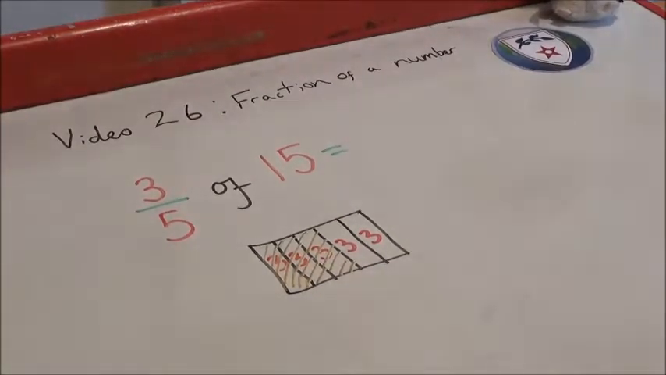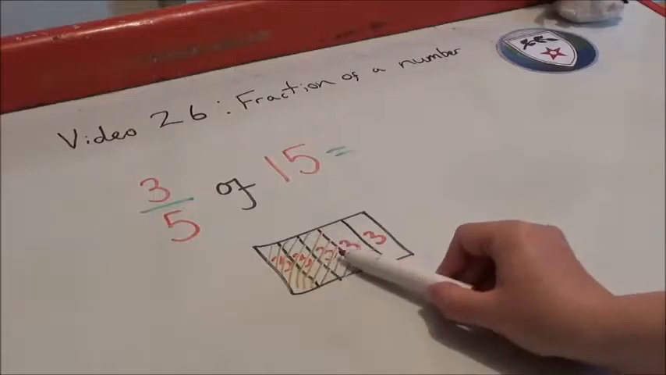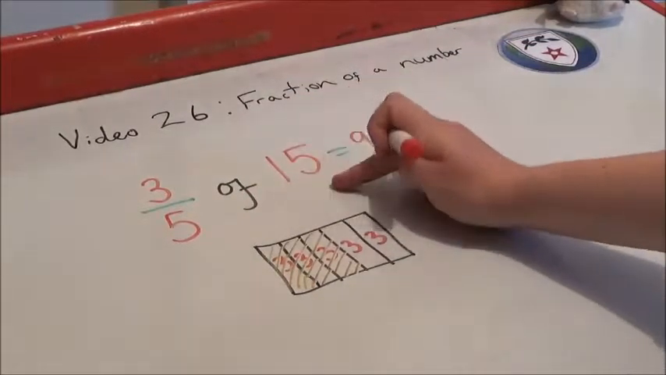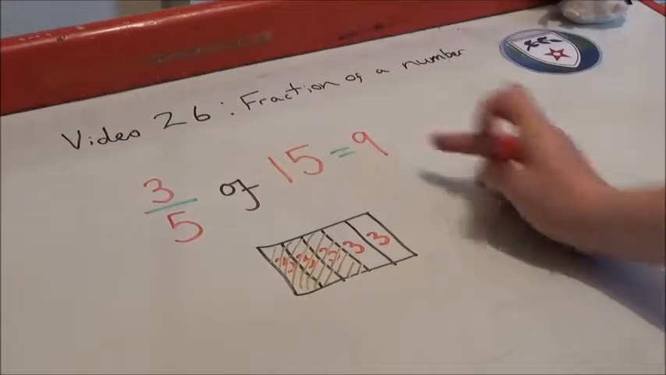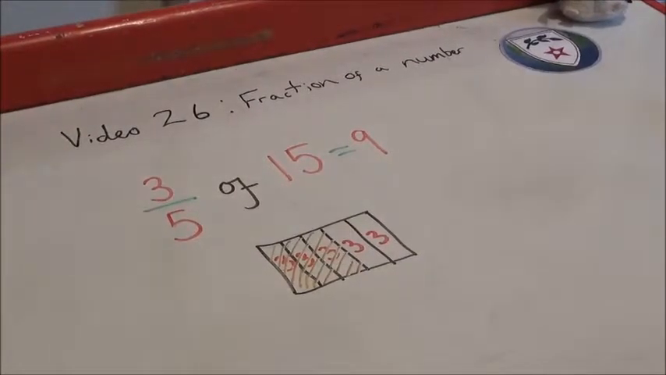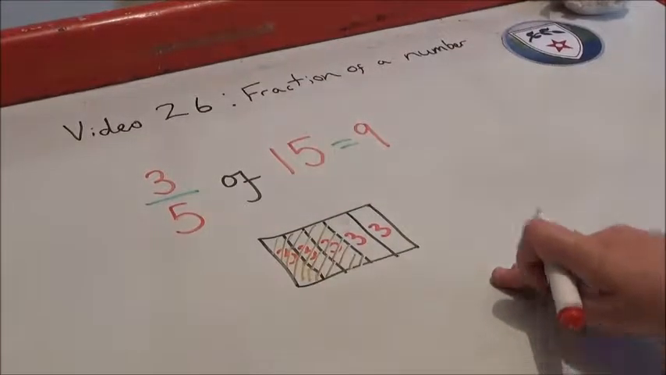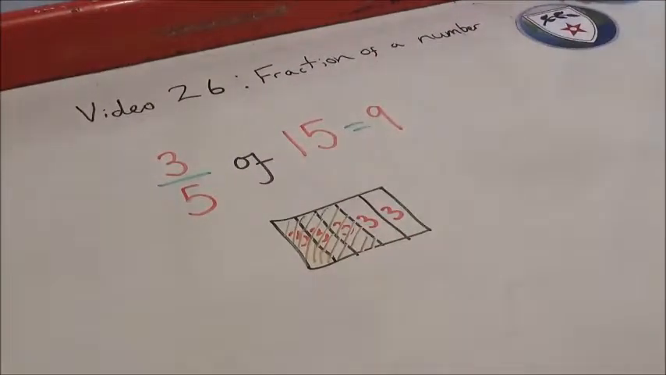So now I know that I've got 3, 6, 9 in those 3 pieces I'm looking at. 3/5 of 15 is the same as 9. Now over to Mr. Slay, who's going to show you the same thing but without drawing it out. And now you'll understand exactly what he means while he's doing it.